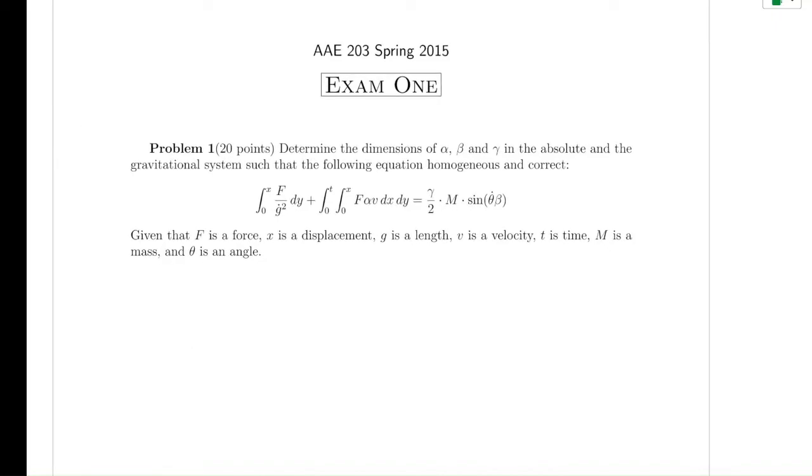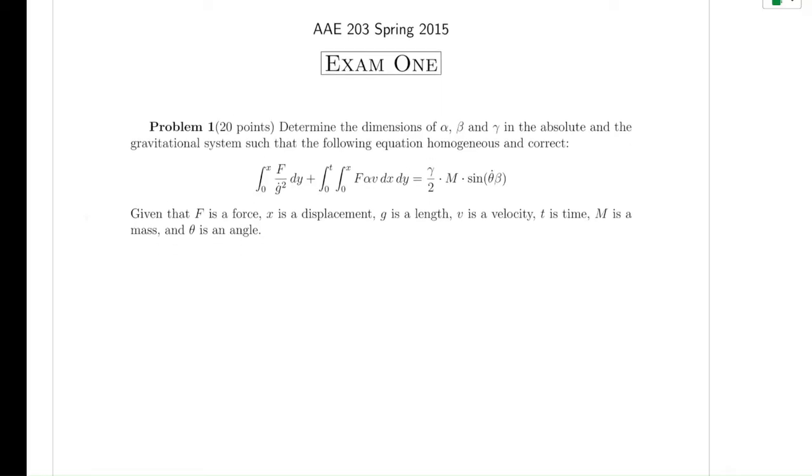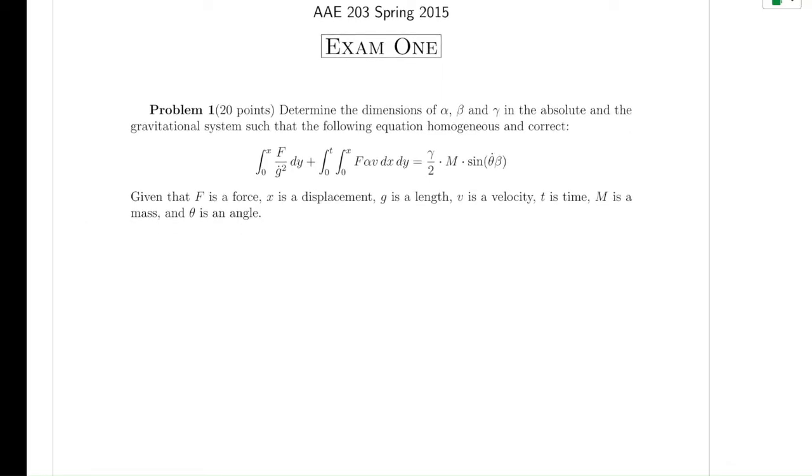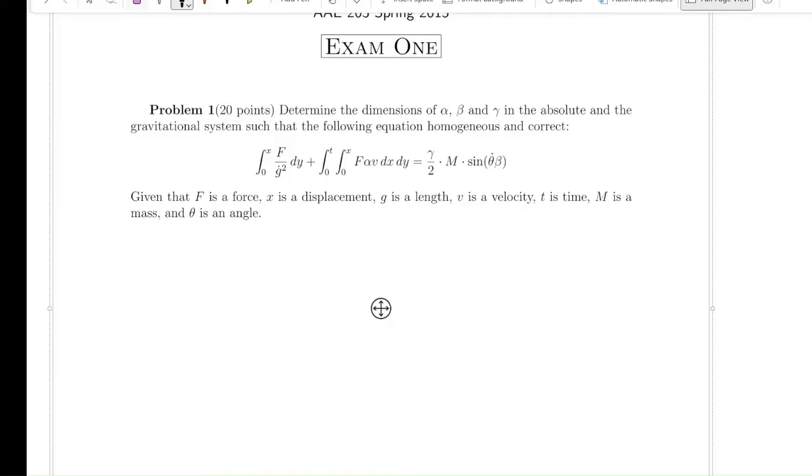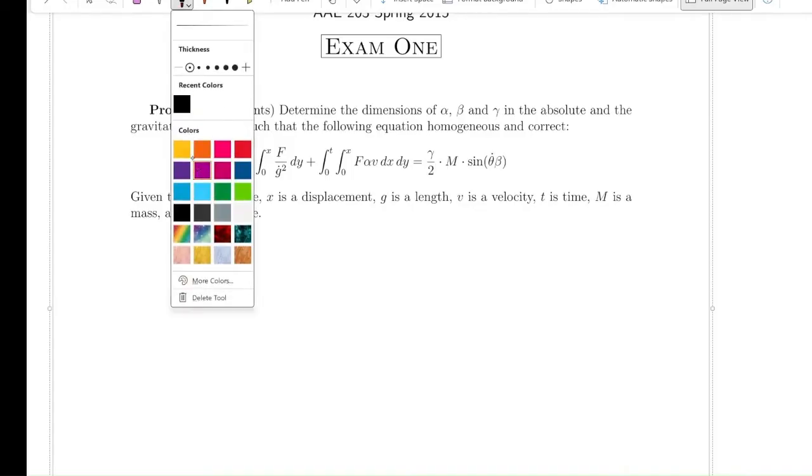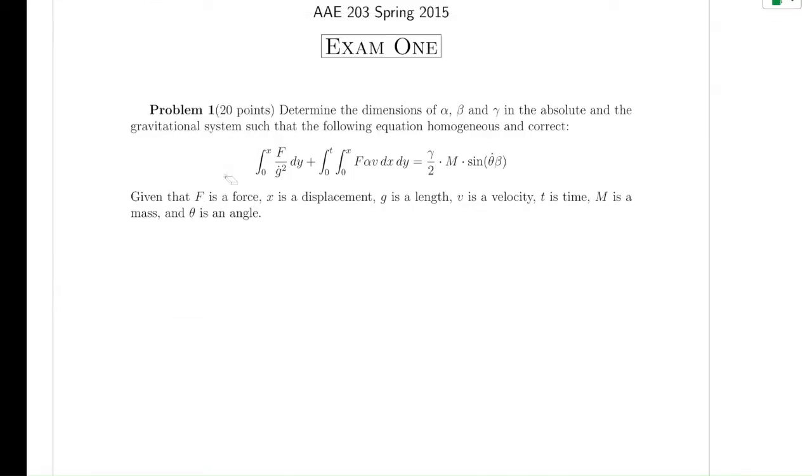So for the first problem, we have: determine the dimensions of alpha, beta, and gamma in the absolute and gravitational system such that the following equation is homogeneous and correct. So, okay, first of all, the absolute system, what is it?